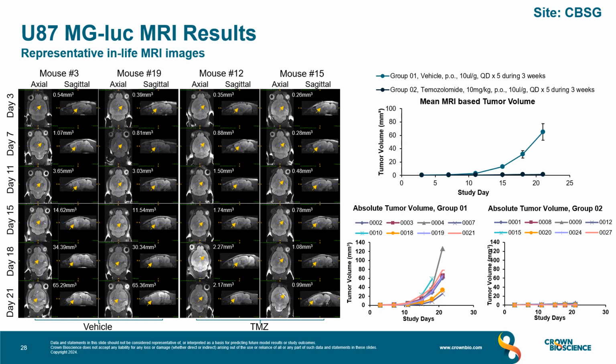And this is very nicely validated by also measuring tumor volume by MRI. So in this case, there are 2 mice, numbers 3 and 19, which are vehicle treated. And here the arrows indicate where you can clearly see the development of a brain tumor. In contrast, mice 12 and 15 are temozolomide treated, and there's very little tumor at the end of the study. And this is confirmed by the quantitation of tumor volume from the MRI images.